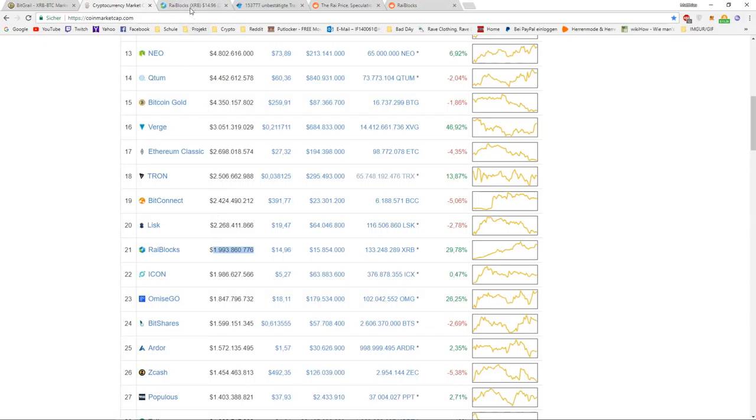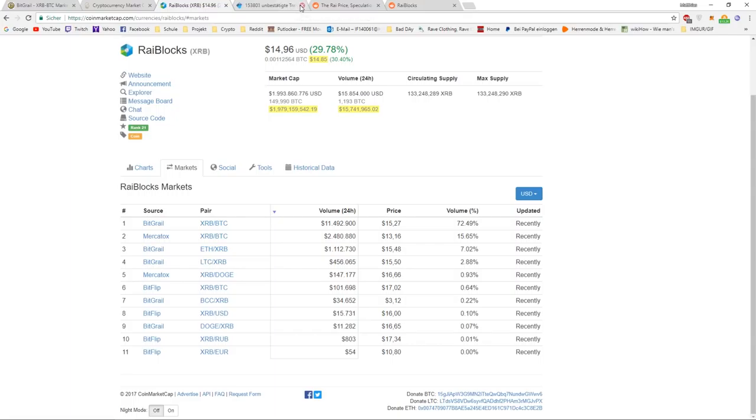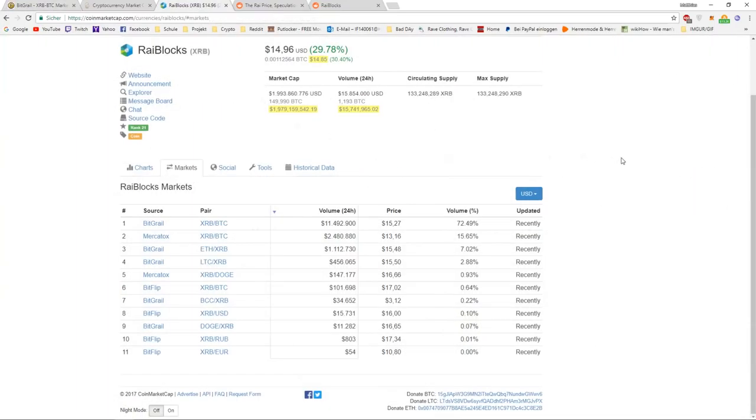So there's one big thing which is holding back RaiBlocks, and that's that it's not listed on many popular exchanges. So right now it's listed on two lesser known exchanges, namely Bitrail and Mercitox. I bought my RaiBlocks on Bitrail. I had no problems at all, but Bitrail is not really that popular. So if RaiBlocks get listed on, for example, Binance or Korean exchanges like Bitfump or CoinOne or Bitrex, these are exchanges that would definitely boost RaiBlocks price and shoot it up in the air like crazy.